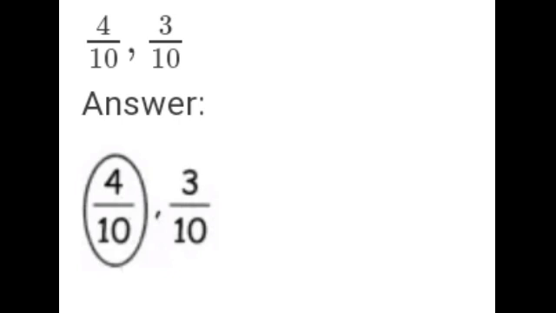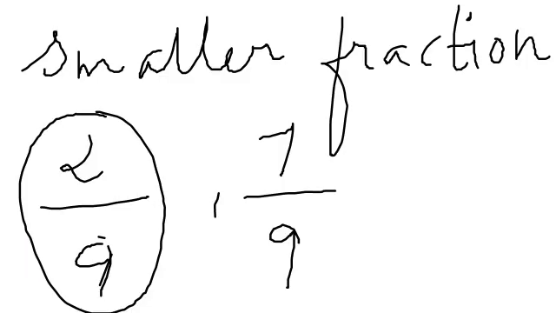Both fractions have the same denominator. Check it. Yes. If both fractions have the same denominator, we can compare the fractions. Since both denominators are the same, we can compare the numerators. Now 3 and 4, which is the greater fraction? Definitely 4 is the greater fraction. So likewise in 2 by 9 and 7 by 9, which is the smallest fraction? 2 by 9 is the smallest fraction.